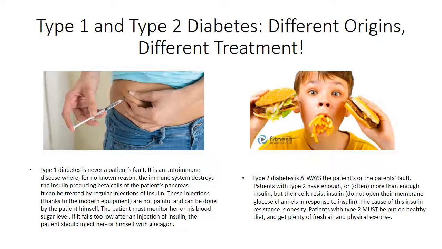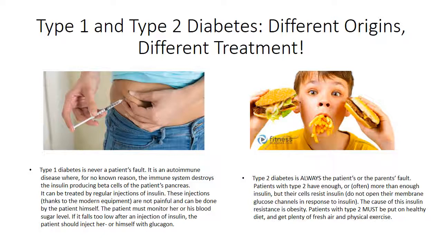Now, type 2 diabetes on the right part of this figure. Type 1 diabetes is never a patient's fault. Type 2 diabetes is always the patient's or the parent's fault. Nowadays, more and more kids have type 2 diabetes, so it's definitely their parents' fault, guardian's fault, school's fault, whatever, whoever supervises these kids and their nutrition.